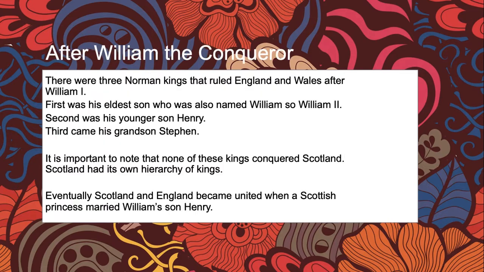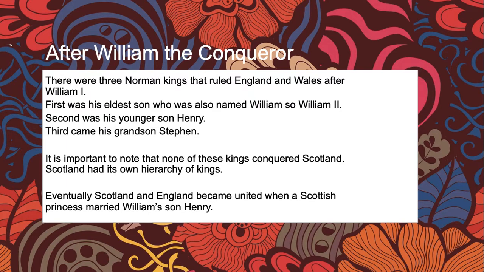Bayeux Tapestry. So this is the part that I know we definitely didn't get to in class. After William the Conqueror. So there were 3 Norman kings that ruled England and Wales after William I. First, there was his eldest son, who was also named William, so William II. Second was his younger son, Henry.